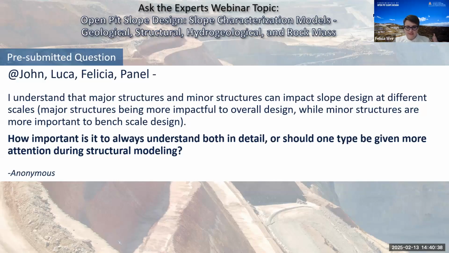Sure. John, I support what you said. I think you need to focus on both. Getting the major structures can impact your overall and your inter-ramp scale design. And so if you don't get those right, you might have some pretty significant economic impacts. But you also can't ignore your bench scale design and getting your structure domains correct, because there can be some significant risk brought into operations if your bench scale's not right. So you could, for example, be increasing your risk of rockfall hazard and introduce significant costs to the operations down the track if your benches aren't correct.